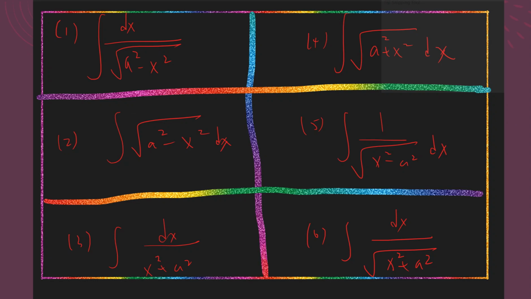Okay, and the third one is probably the easiest one. I think everyone noticed about this. x is equal to a tangent theta, so dx is a secant squared theta d theta. The secant squared cancels, so it's theta plus c. So this is arctangent of x divided by a plus c.